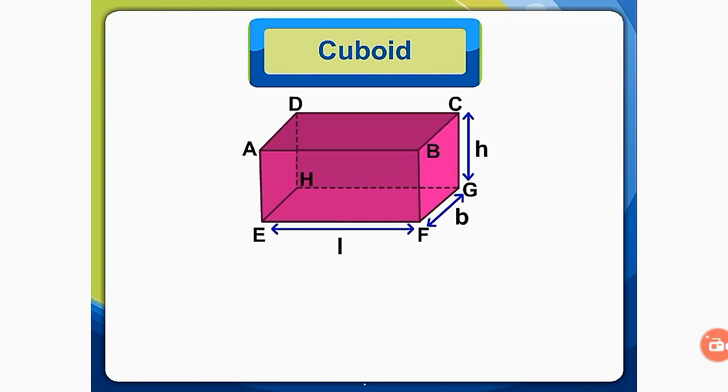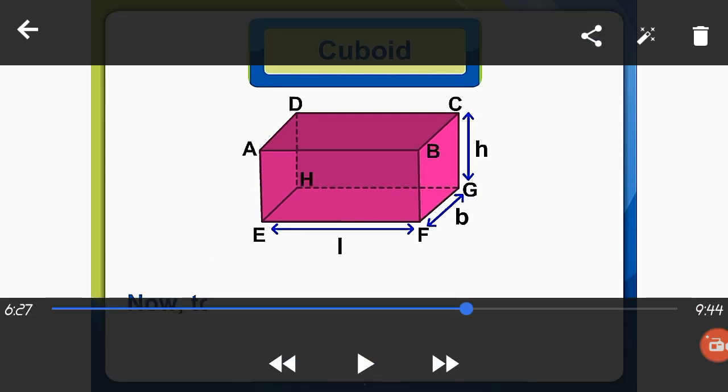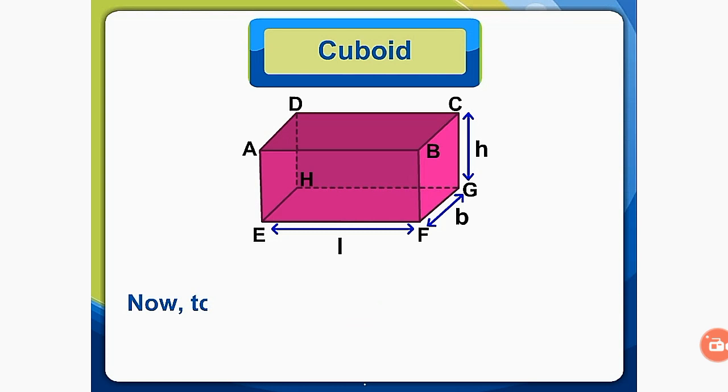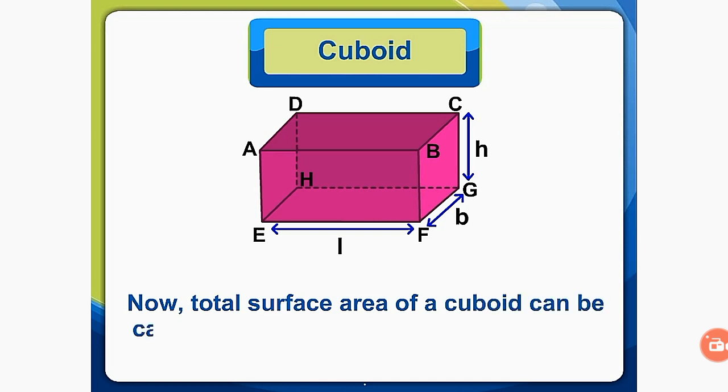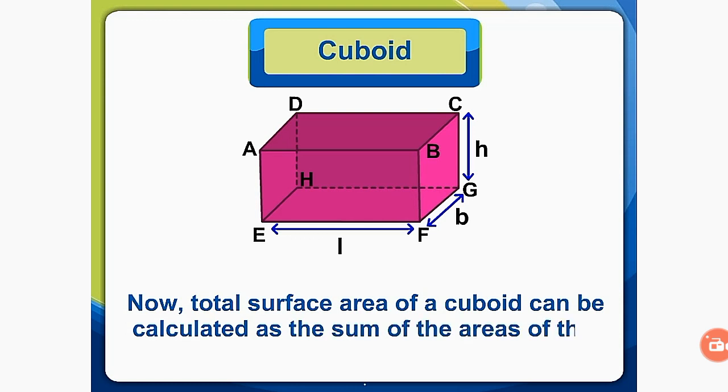Many rectangles together will form a cuboid. So lateral surface area of the cuboid is perimeter of that rectangle into H. Now let us calculate the total surface area of this cuboid. Lateral surface area, how did we calculate the lateral surface area? Sum of areas of all the four faces. So total surface area means sum of the area of all the six rectangular faces.